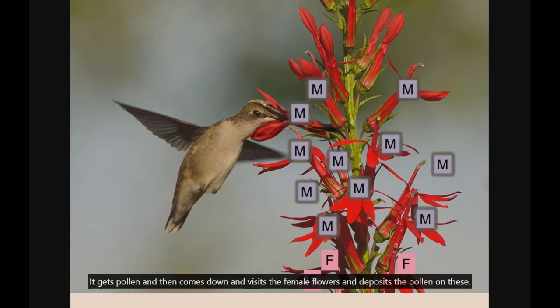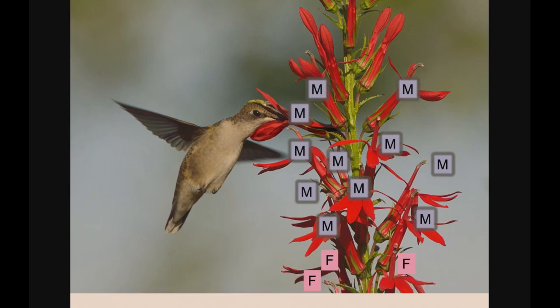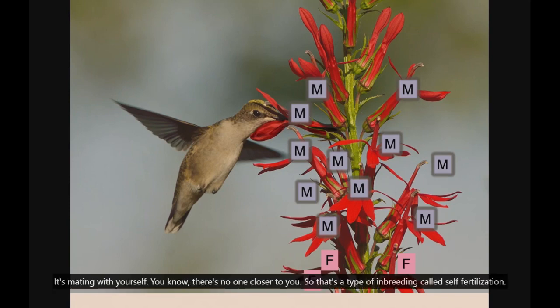That's pollen. Get pollen on its head, and then come down and visit the female flowers and deposit the pollen on these, that would be self-pollination. So those offspring that came from that would be from selfing. And selfing is the closest inbreeding possible. It's mating with yourself. It's not mating with a cousin or brother or sister. It's mating with yourself. You know, there's no one closer to you. So that's a type of inbreeding called self-fertilization.